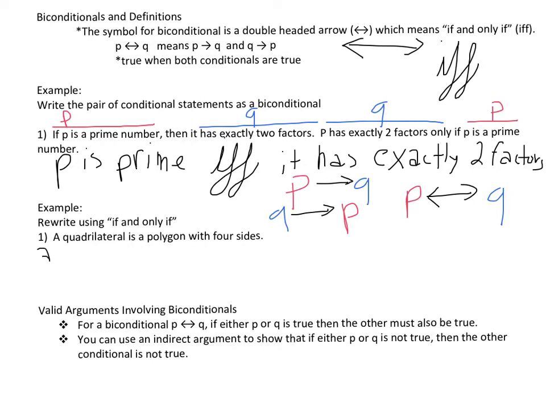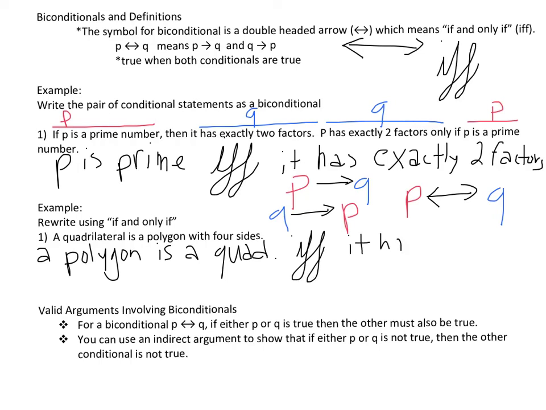So here we say a polygon is a quadrilateral if and only if it has four sides. So I kind of thought about it in my head that if a polygon is a quadrilateral, then it has four sides. If it has four sides, then it is a quadrilateral. So that's what makes it biconditional. It goes both ways, so we can have that double arrow and write it as an if and only if statement.